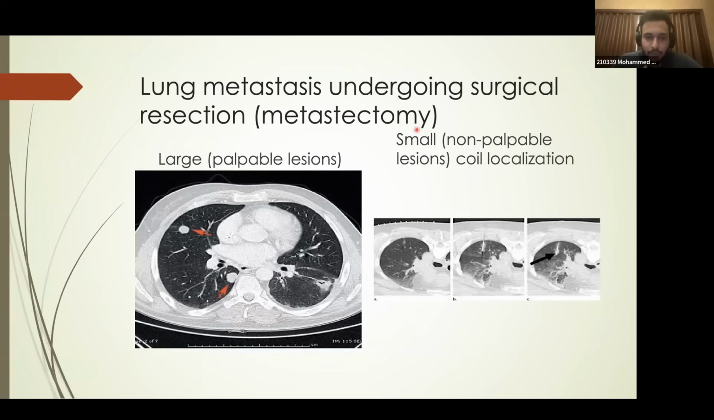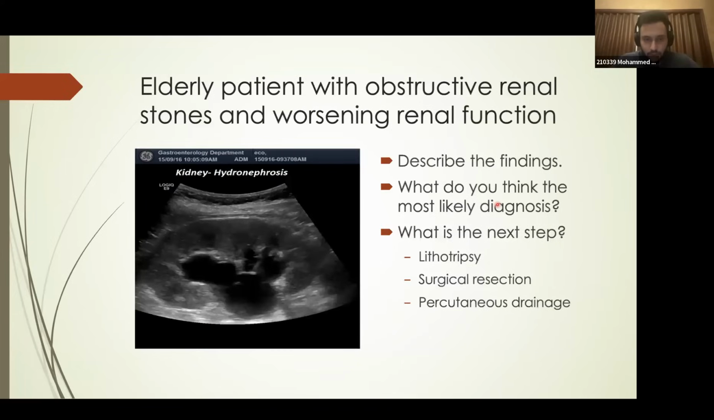If it's very large, palpable, you just remove it, surgical resection. You can visualize it very clearly. If it's very small lesions that are non-palpable, then you do coil localization. Okay, now this. An elderly patient with obstructive renal stones and worsening renal function. Okay, what is the modality of choice here?